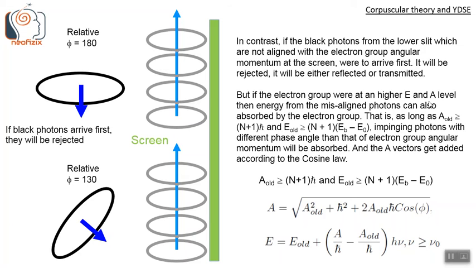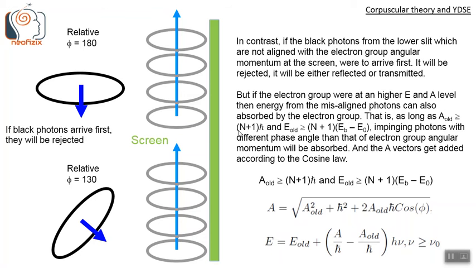But if the electron group were at a higher energy and angular momentum level, then the energy from the misaligned photons, even these black photons, can also be absorbed by the electron group, these gray photons. That is, as long as this A old, the total angular momentum possessed by this group of n electrons, is greater than or equal to n plus 1 h bar, and its total energy E old is greater than or equal to n plus 1 into EB minus E naught.